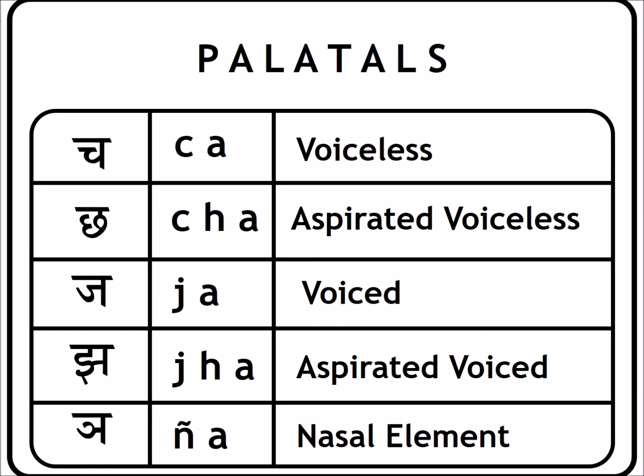The next letter is ja. This is a voiced letter because you do need your voice to make the j sound. J, j. So it's a voiced letter, ja. The next letter is the aspirated voiced letter, which is jha, jha. And finally, the last letter is the nasal element for the ca-varga. It is nya, nya.